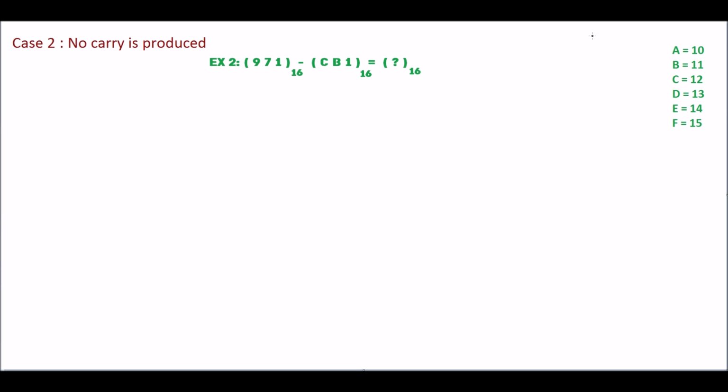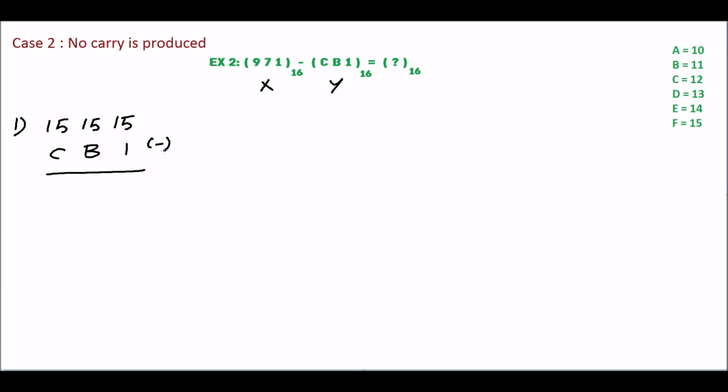Next we will solve example 2. Assign the numbers as x and y. In step 1, find the 16's complement of y. First find the 15's complement. Subtract the digits from 15.